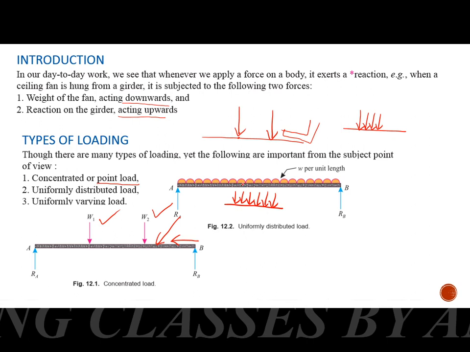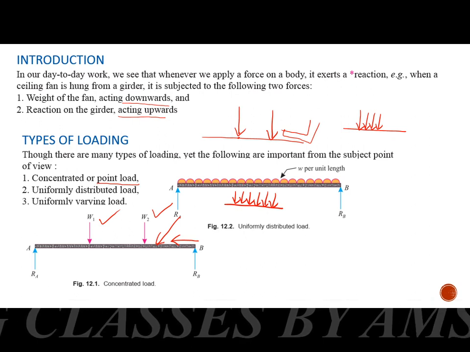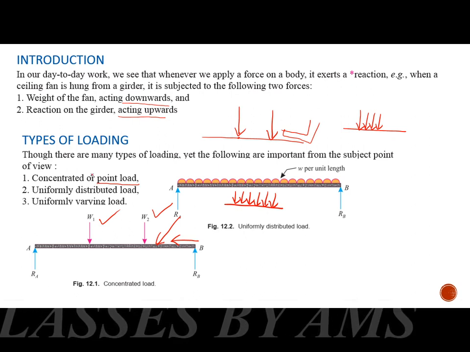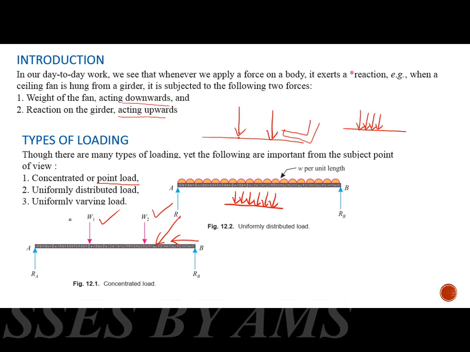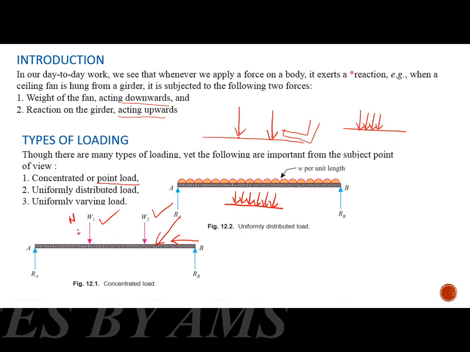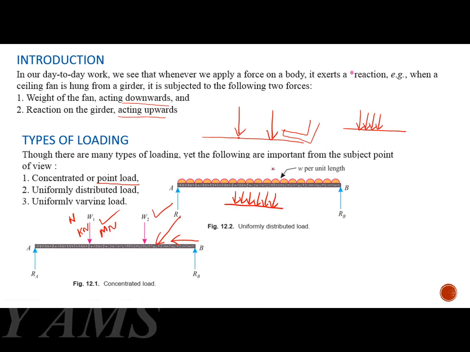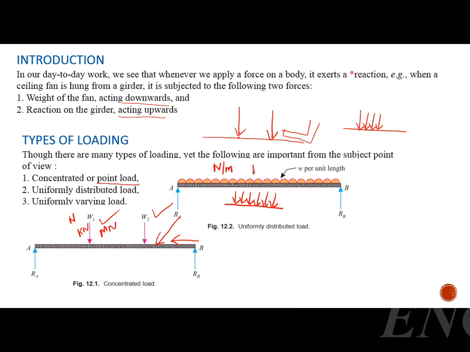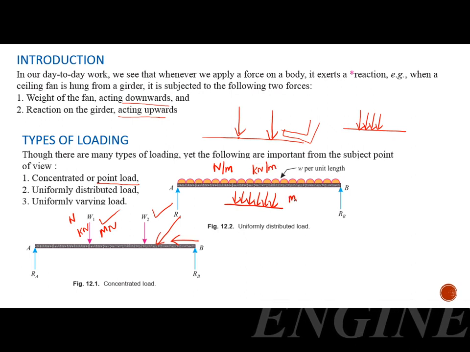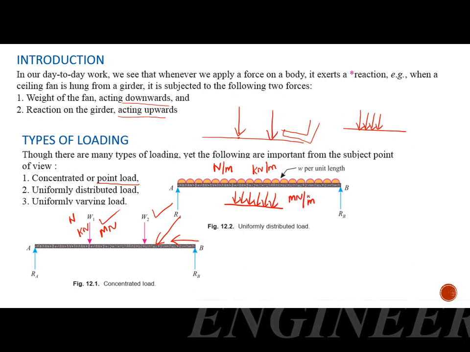These are two types of representing uniformly distributed load. In point load, the unit will be given in Newton or kilonewton or meganewton. But in uniformly distributed load, the unit will be Newton per meter or kilonewton per meter or meganewton per meter.